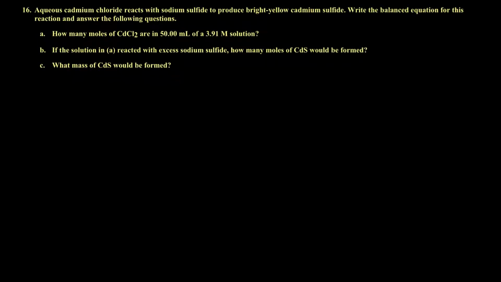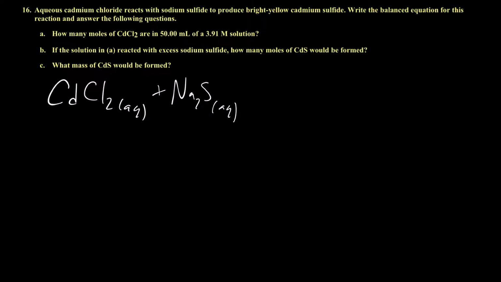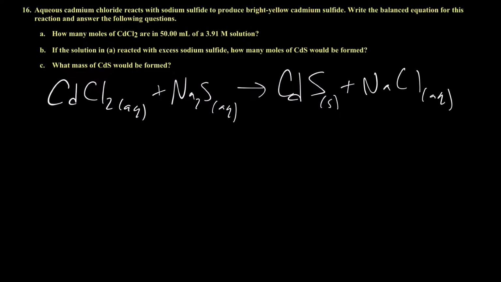Okay, problem number 16 says aqueous cadmium chloride, CdCl2, aqueous, reacts with sodium sulfide, Na2S, aqueous, to produce bright yellow cadmium sulfide, CdS, and NaCl, right? So this is solid, and this is aqueous. Write the balanced equation for this reaction. So we go to 2 there, and we're good.